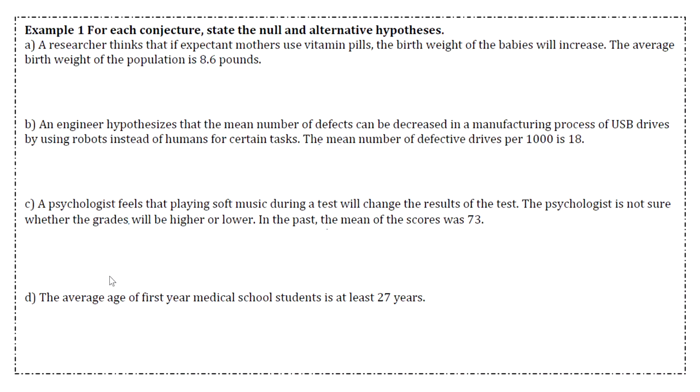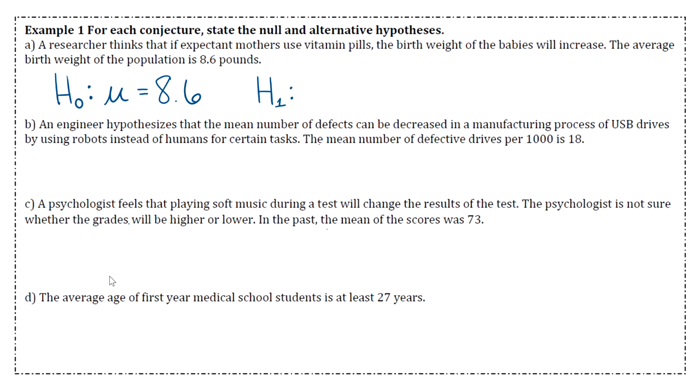Okay, so part A says that a researcher thinks that if expectant mothers use vitamin pills, the birth weight of the babies will increase. The average birth weight of the population is 8.6 pounds. So for H naught, our null hypothesis, we're going to let the mean, mu, be equal to the number that's basically in the question. So it says the average birth weight of the population is 8.6 pounds. So we'll let the population mean mu be equal to 8.6.